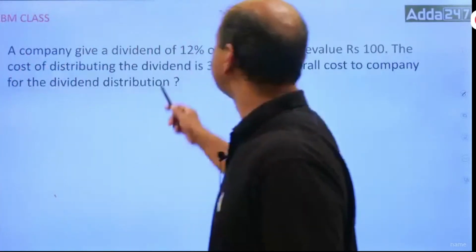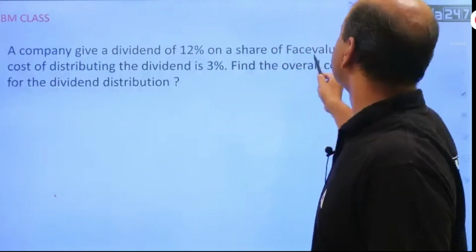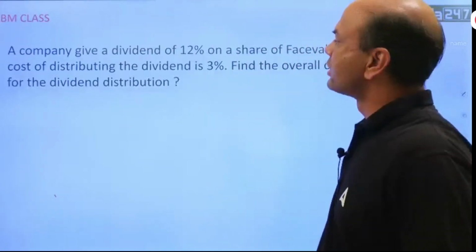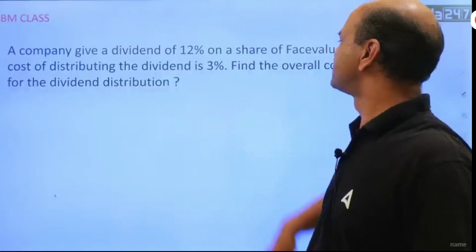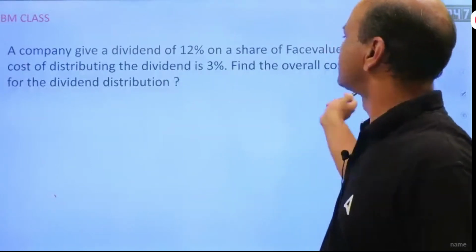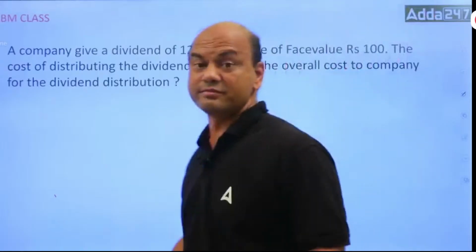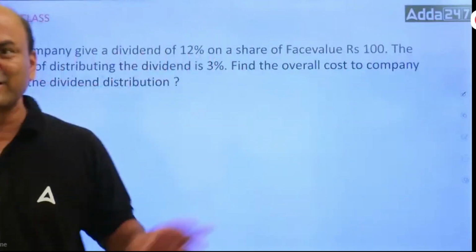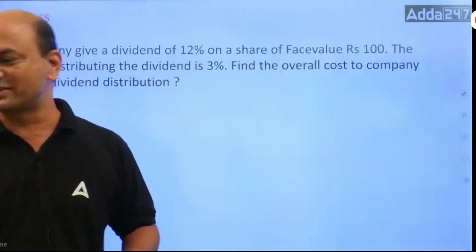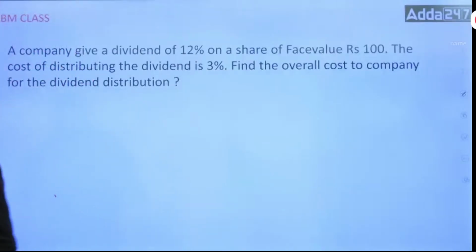A company gives a dividend of 12% on the share of a face value of rupees 100. The cost of distributing the dividend is 3%. Find the overall cost to the company for dividend distribution. Tell me, if such a problem comes in the exam, what do you think is the difficulty level? We have never handled such things, right? And now you are getting this. These are all there in the studies.